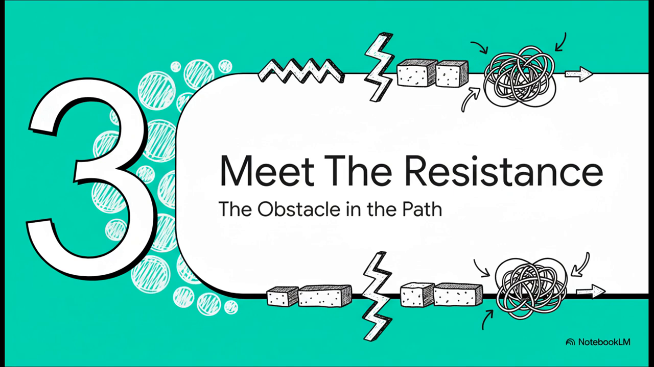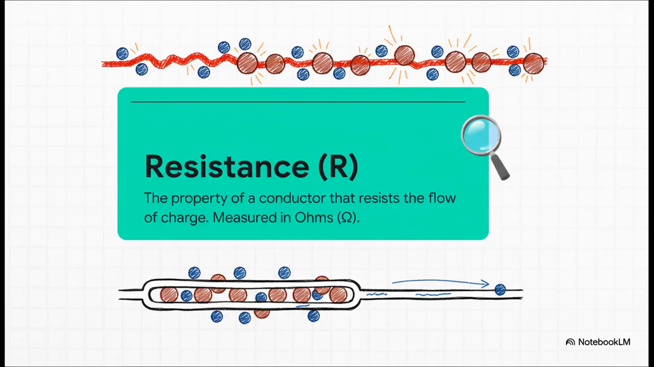Now, it would be great if these charges could just cruise along a perfect superhighway with no problems, but that's just not how the real world works. There's always something getting in the way. There's always an obstacle in the path. And that obstacle, that friction, is what we call resistance. As those little electrons try to move through a wire, they're constantly bumping into all the atoms that make up the wire. It's kind of like trying to run through a really crowded hallway. This creates a sort of electrical friction that slows the whole flow down.